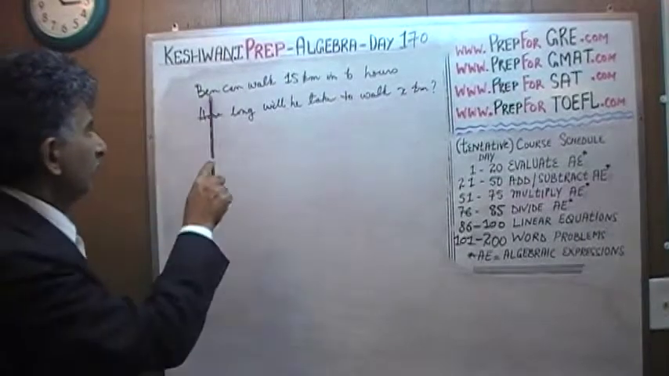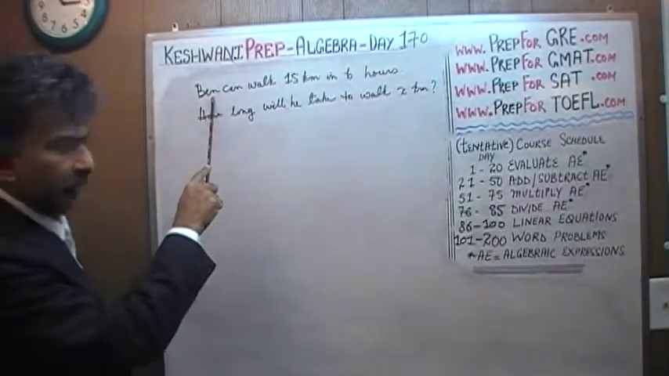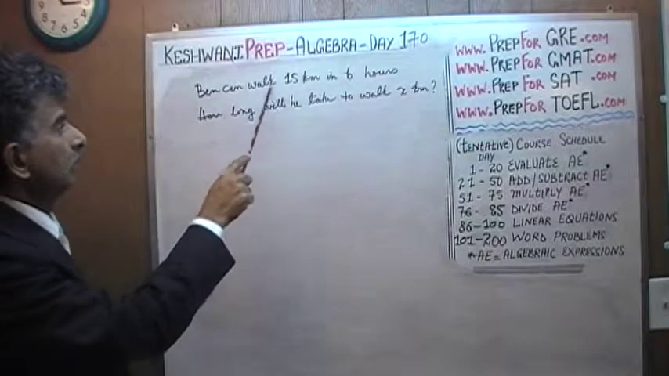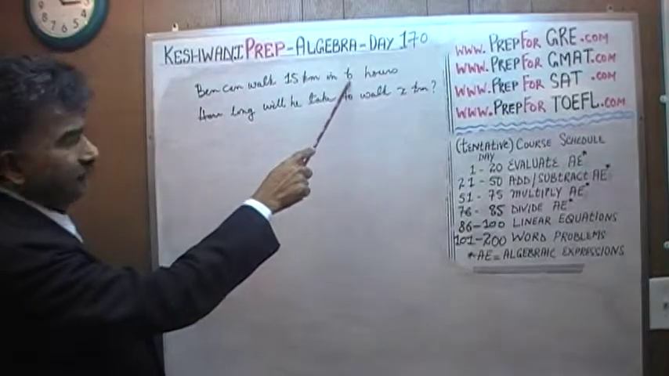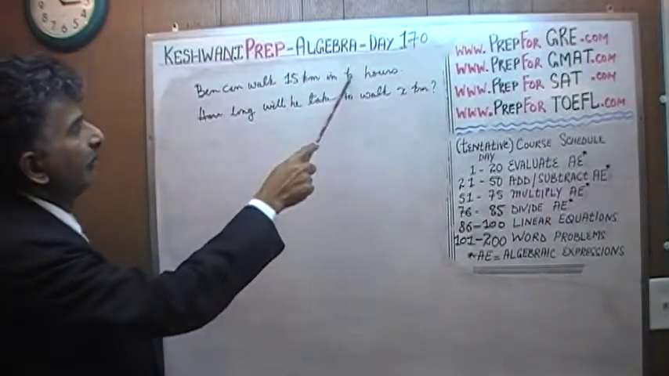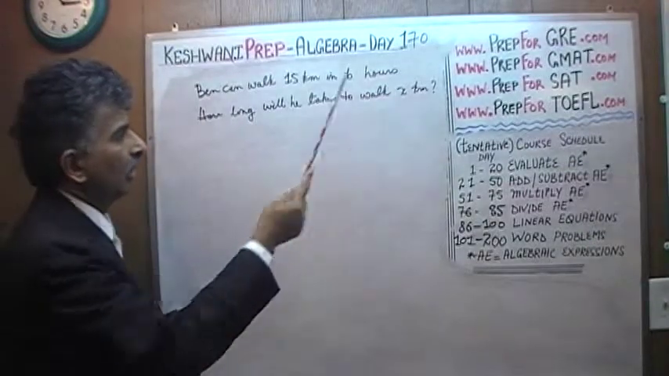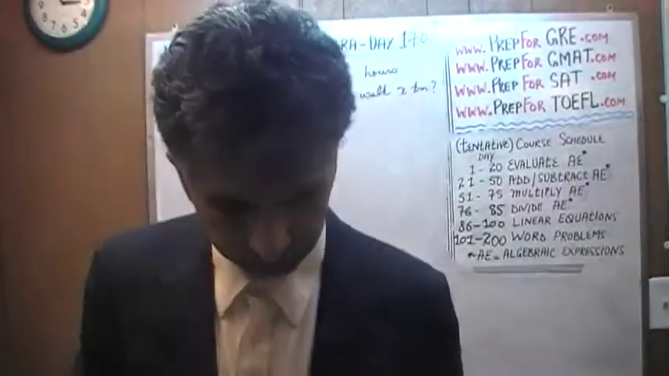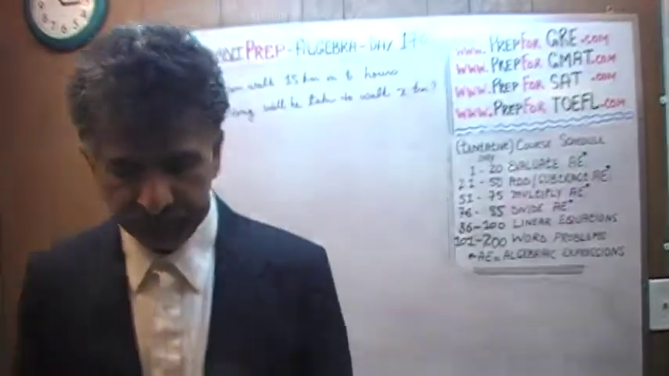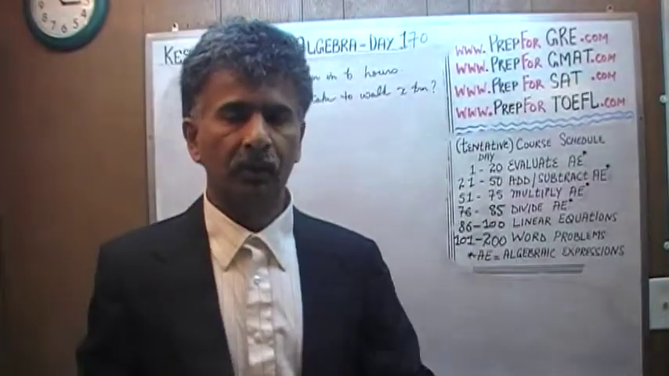It says we have this guy by the name of Benjamin, if you like. He can walk 15 kilometers in B hours. B as in boy. The question simply is, how long will it take him to walk X kilometers?